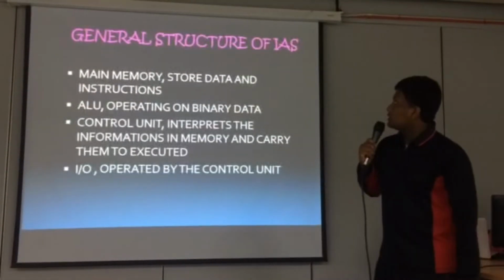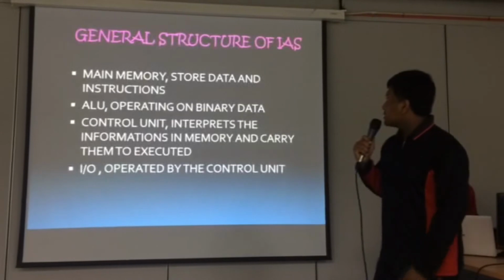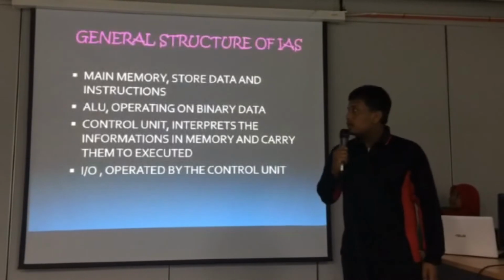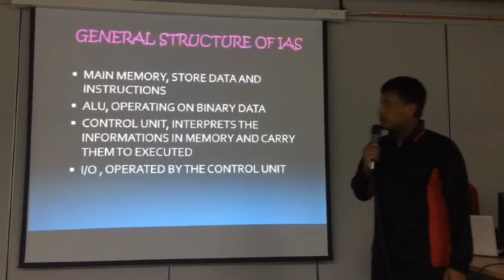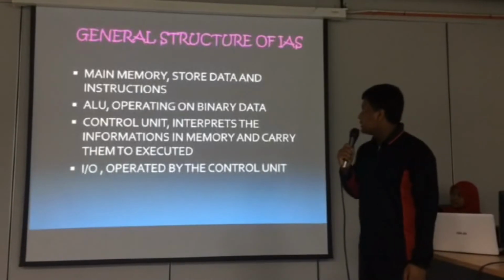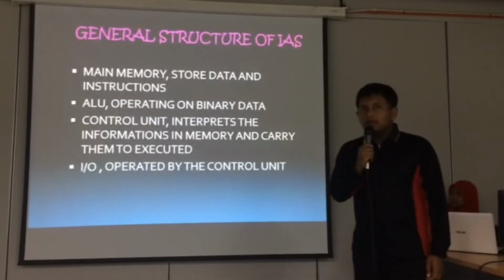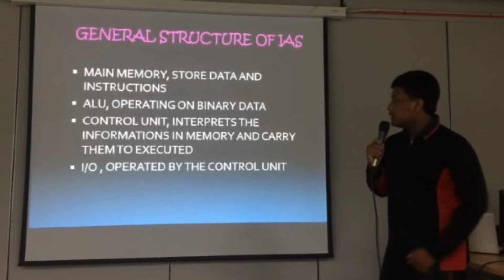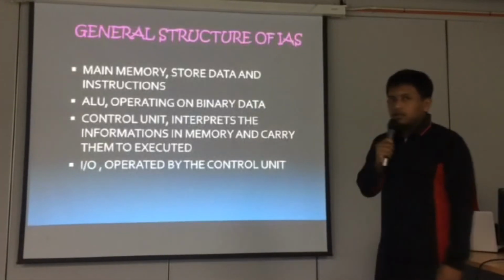Now we look at the general structure of the IAS. First, memory, which stores data and instructions. Second, the ALU, operating on binary data. Third, the control unit, which interprets the instructions in memory and causes them to be executed. Lastly, input-output, operated by the control unit.